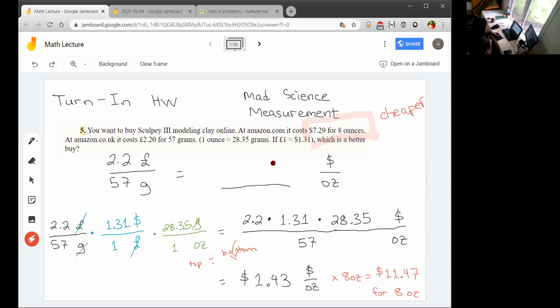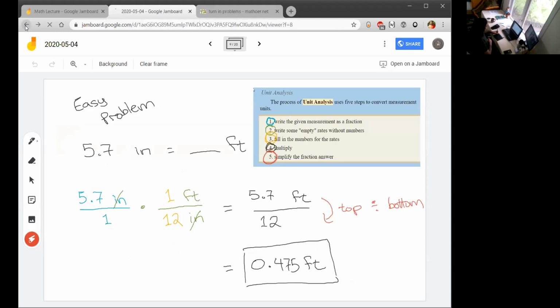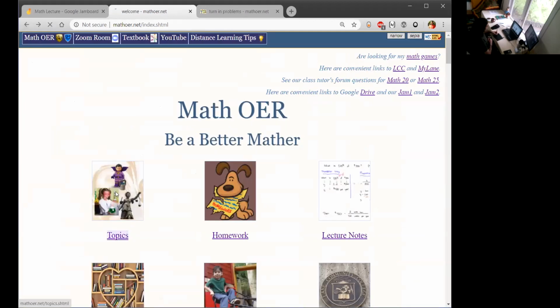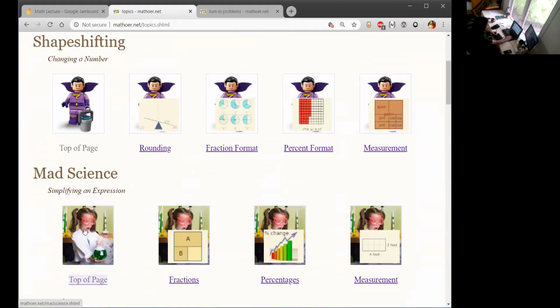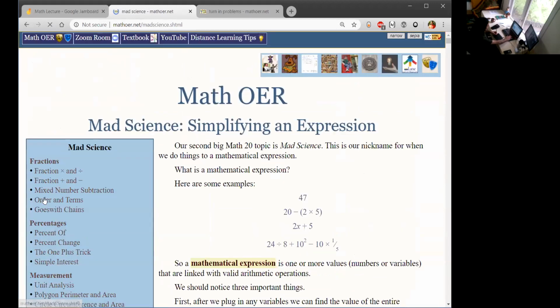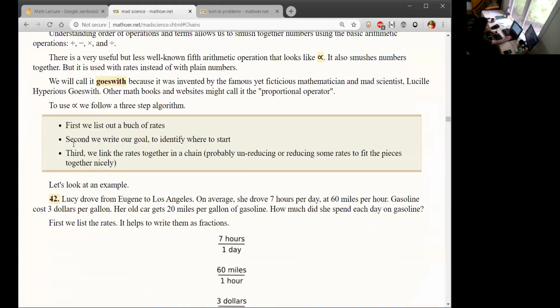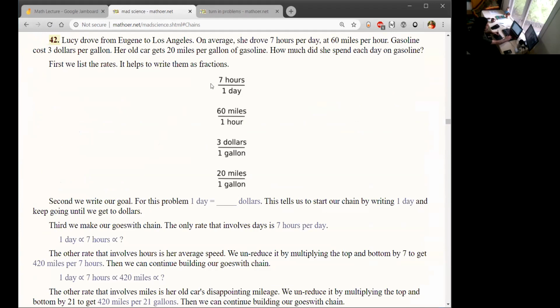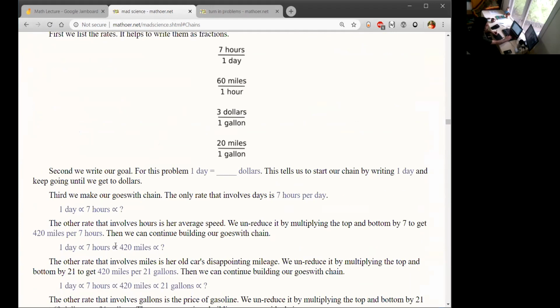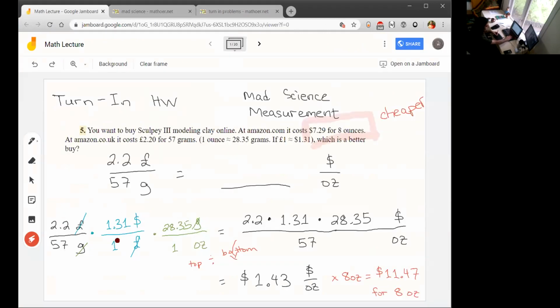Okay. If it helps, remember back from lectures a while ago, we had this thing that was awkward and not used really called the goes with chains, where we would take rates and smash them together in a weird way. That was the primitive way to do unit analysis. It did not work as well. So we stopped doing it.